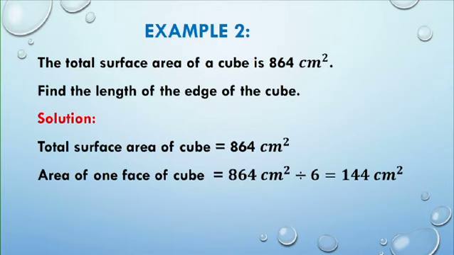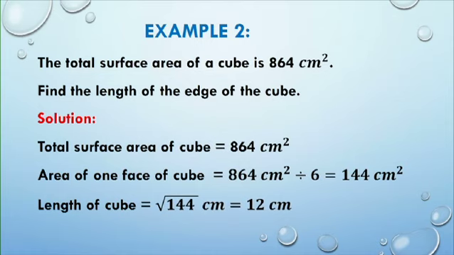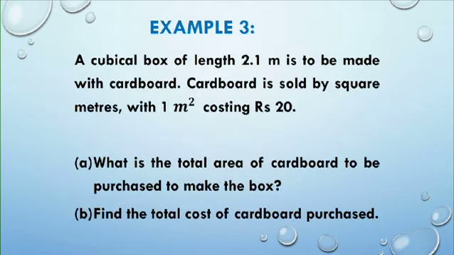So the area of one face of cube will be 864 centimeters square divided by 6. So the area of one face will be 144 centimeters square. That is, the area of one square is 144 centimeters square. So to find the length of the cube, we need to take the square root of 144, which gives us 12 centimeters.